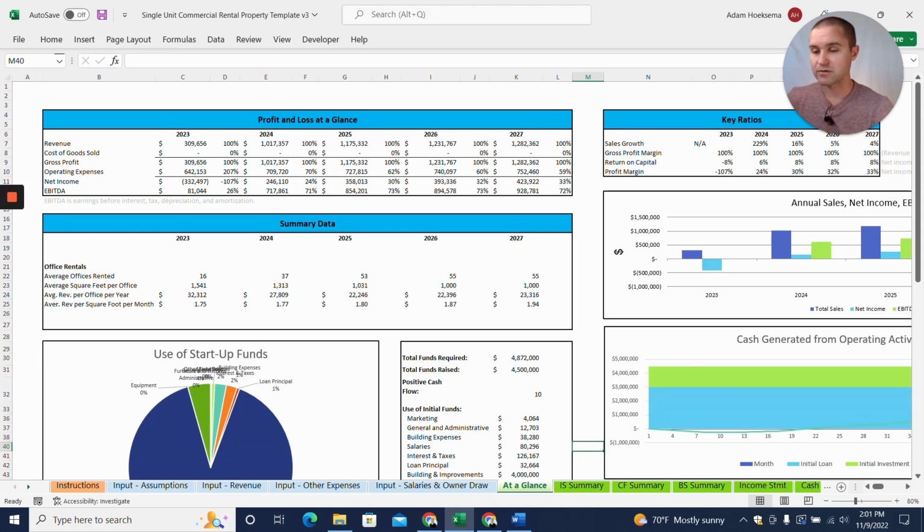All right, and so once we've got all that entered, we'll be able to see our profit and loss at a glance. We see in the first year we have a pretty hefty net loss of $332,000 based on these assumptions, but that's because we are building up, we're filling the building out over time. And so we can see that by the end of year 5, when we're fully leased, less our typical vacancy rate, we have a nice net income here based on our assumptions in the model.